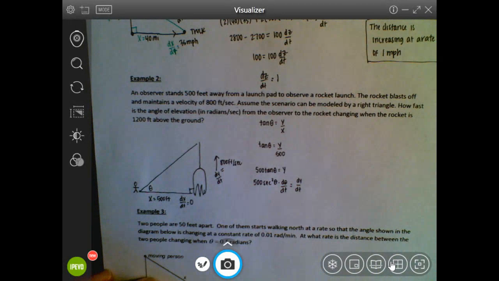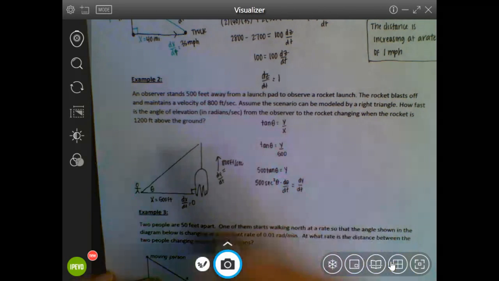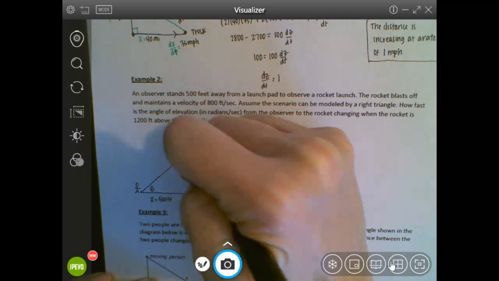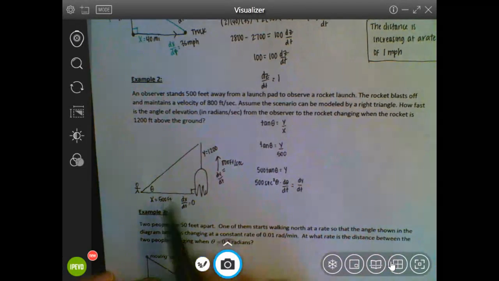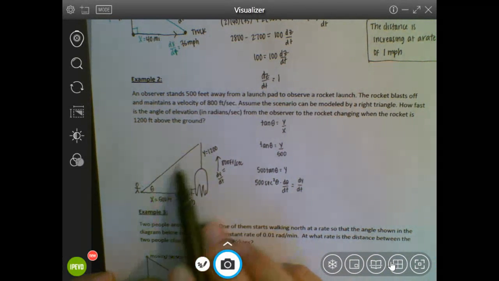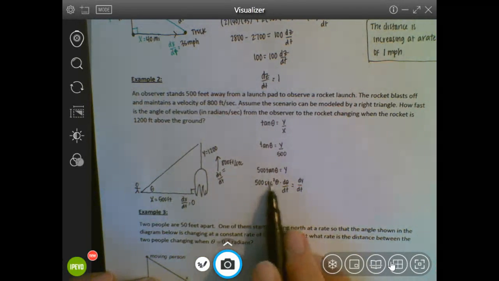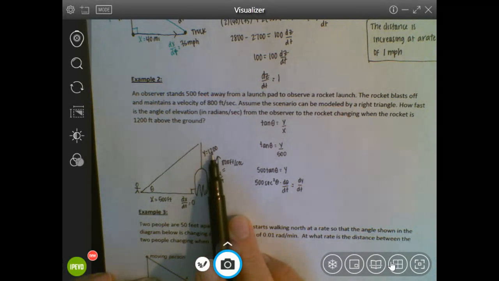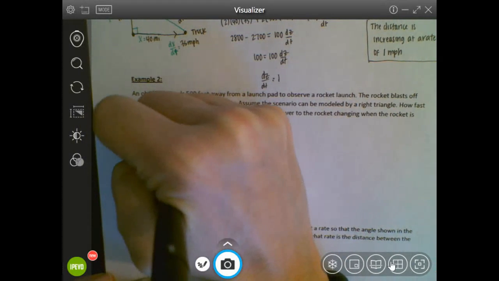So what we can do is think about the pieces of information that we haven't used yet. We haven't used the fact that the rocket is at this instant 1,200 feet above the ground. Well, that's giving us a y value. We know that this vertical distance is going to be 1,200. And knowing x and y, we actually can figure out what the hypotenuse of this right triangle is, which we'll see is important in this piece here. So using the Pythagorean theorem, 500 squared plus 1,200 squared, take the square root of that, you get this distance to be 1,300.